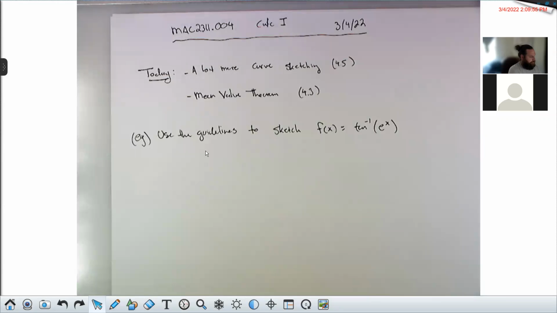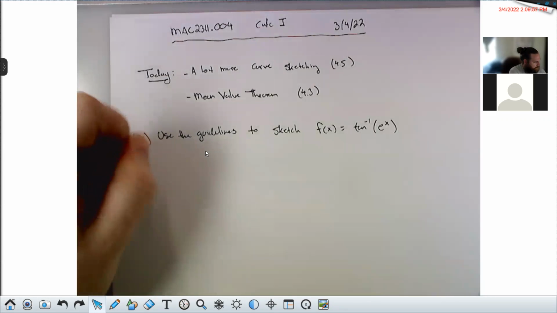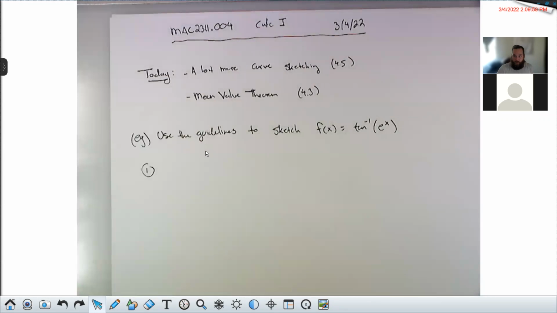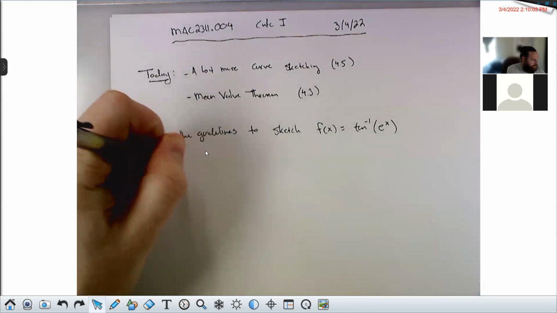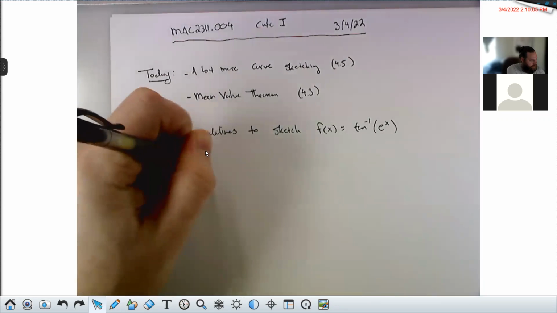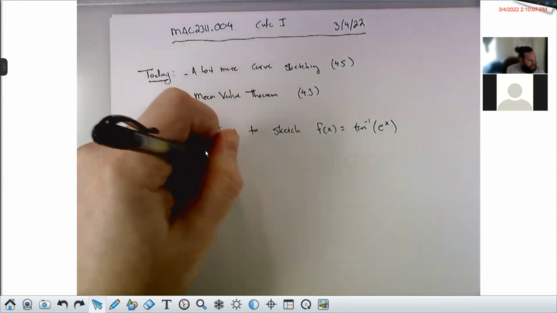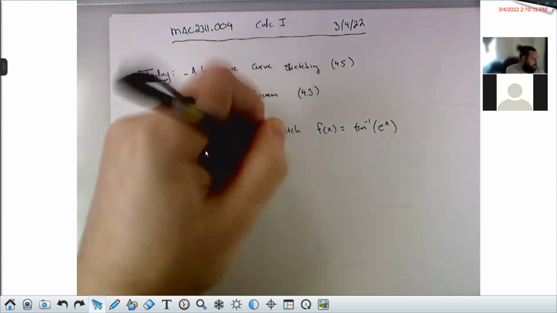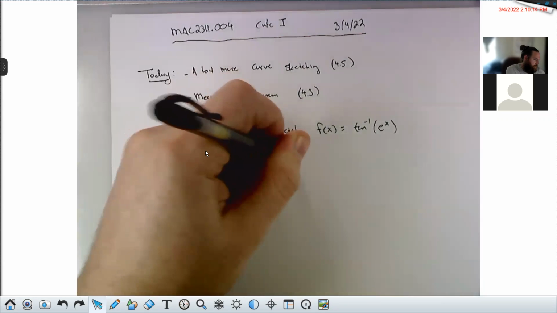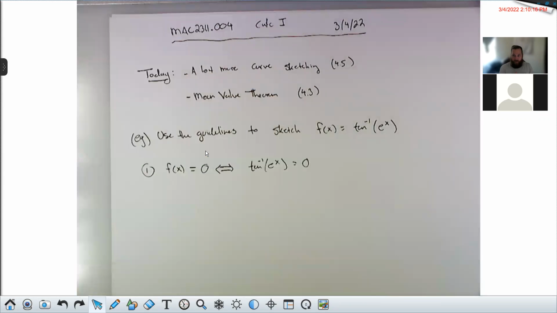So the first thing we want to do is see where this function is 0, if ever, and then make a number line for this guy. So f of x equals 0 if and only if the inverse tangent of e to the x equals 0. This is us hunting for x-intercepts. And then the number line we would build here is what will tell us where f itself is positive or negative, so whether the graph is above or below the x-axis.